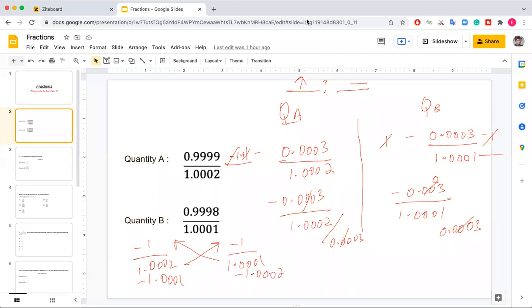So now can anyone of you tell which of the following quantity is greater, A or B? -1.0001. Yes. Quantity A is greater. So you got the point. What exactly did I do in this question? Yes, got it.